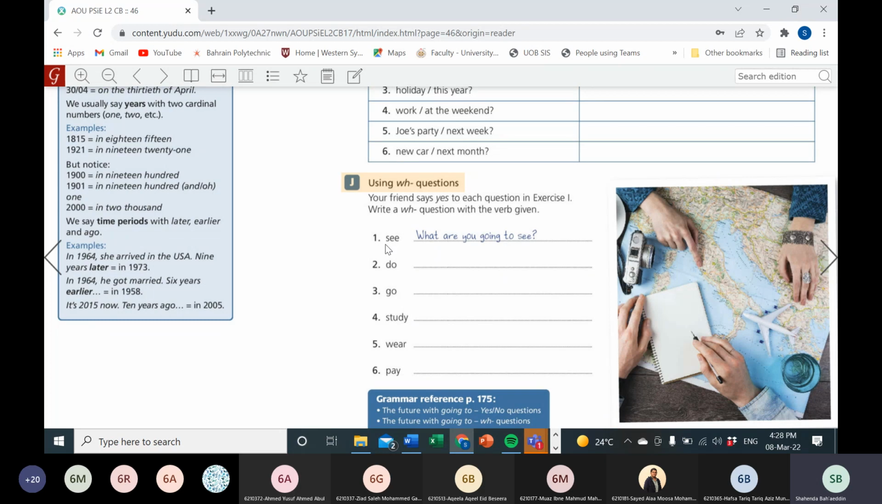For example, what are you going to see? I'm going to see, for example, my friends. Or, no, I'm going to see the museum. What are you going to do? I am going to play some sports, and so on. This is what I want you to know about "going to" and "will." Do you have any questions?